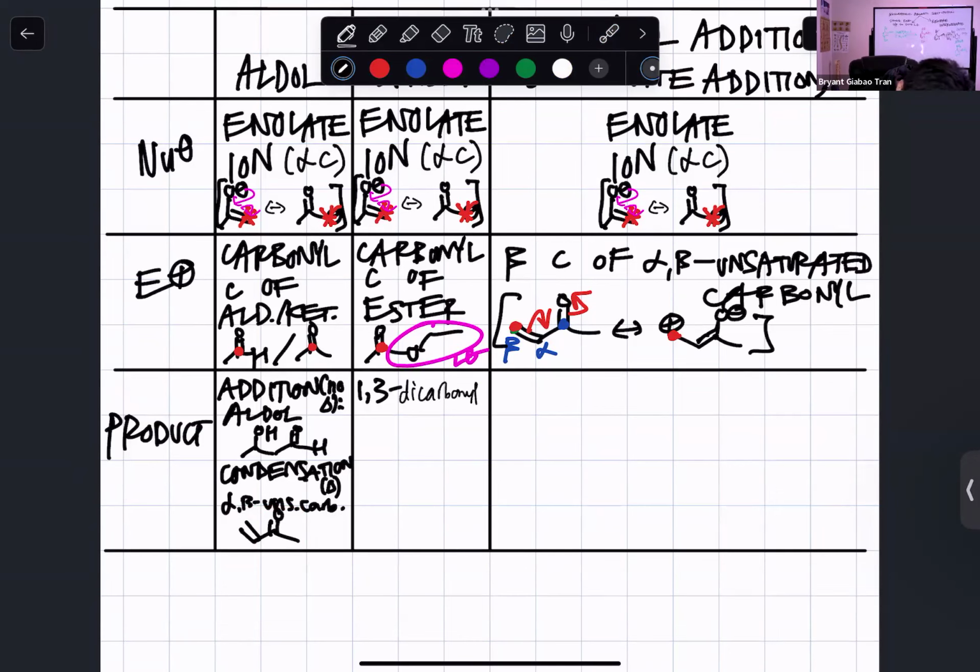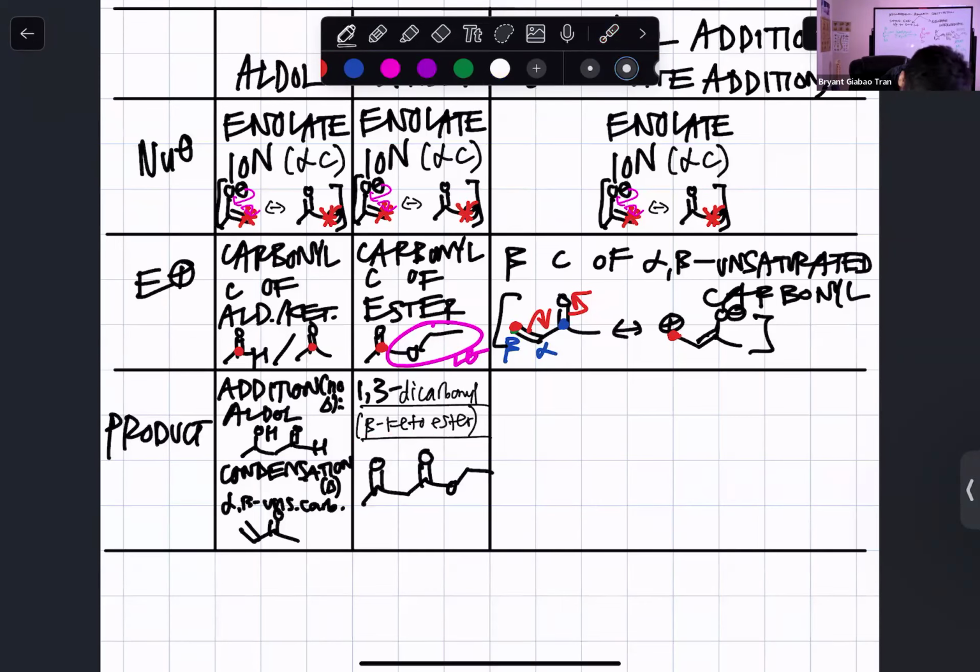Right, where the most common 1,3 dicarbonyl is going to be a beta keto ester. The reason why I say 1,3 dicarbonyl is because not all Claisen would give a beta keto ester, especially intramolecular Claisen, right? But most Claisen condensations would give a beta keto ester, but all Claisen would give a 1,3 dicarbonyl, which would look something like this. Right, where this is the carbonyl carbon of the ester, this is the alpha carbon, this is the beta carbon. And at the beta carbon, we see a ketone, which is why we call this a beta keto ester, a ketone beta to the ester here.